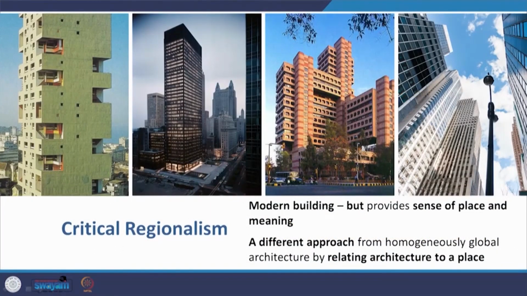Now, modern buildings can also provide us a sense of place and meaning. The Kanchenjunga in Mumbai is an example. The STC building by Raj Rewal is an example. This is an example of amazingly wonderful modernism, the Seagram building, and these are a series of buildings in New York, I believe. There is no doubt that they were excellent buildings of their time.